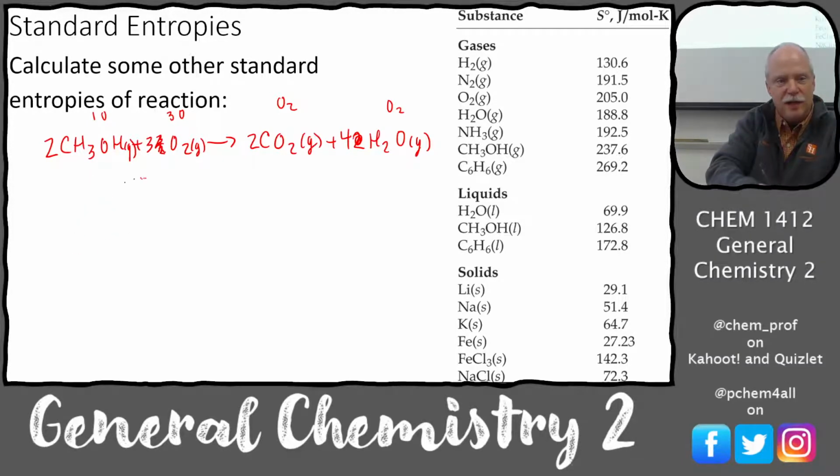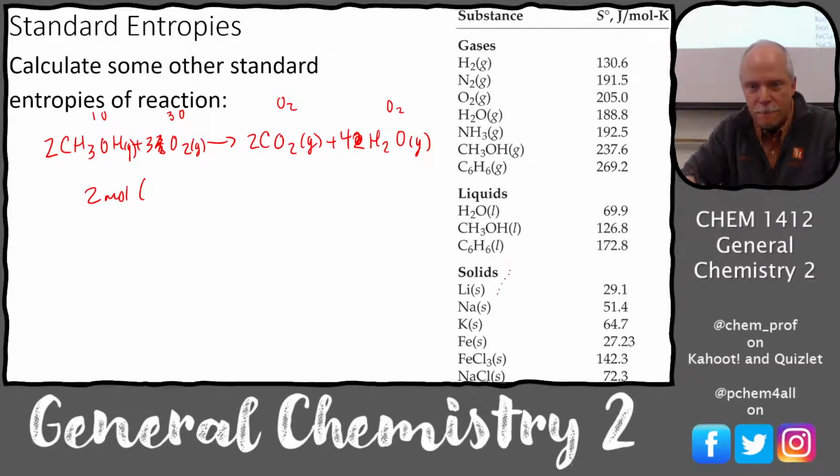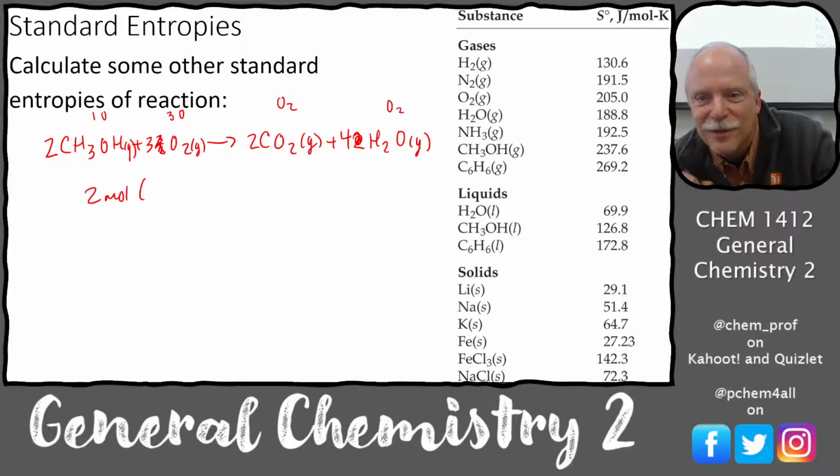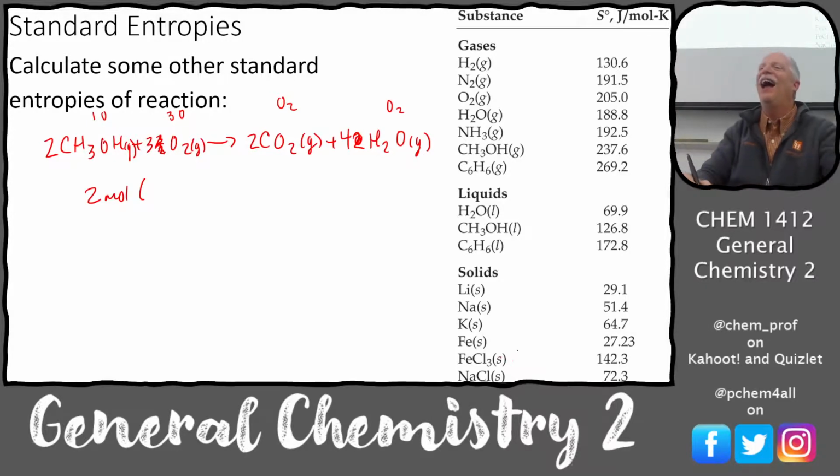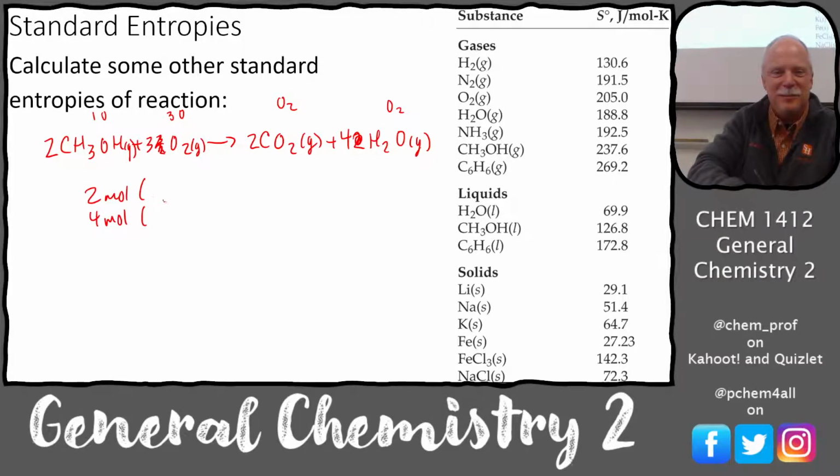So products minus reactants. So I have 2 moles times the CO2 number. It's not in the table. Shoot. Somebody go look up the entropy of CO2. Just Google the standard entropy of CO2. Okay, 4 moles of water gas, 188.8. 51.11. That's good enough. Joules per mole Kelvin. Okay, hold on.